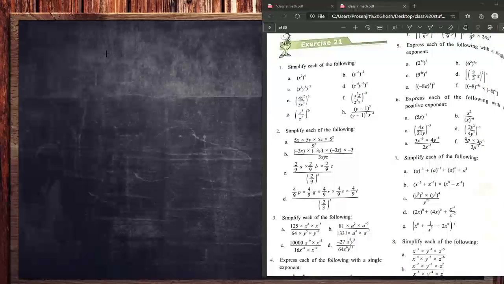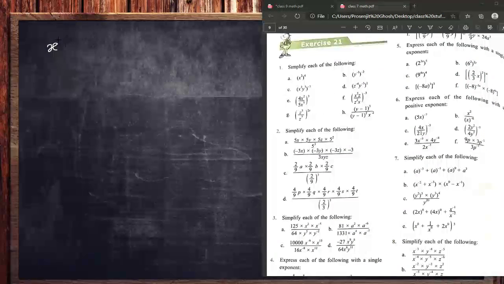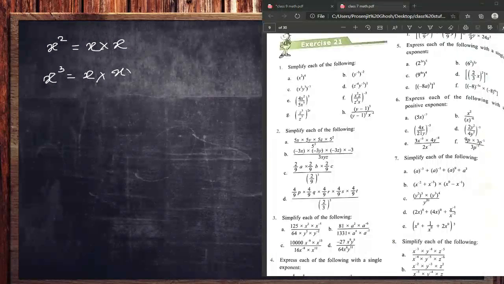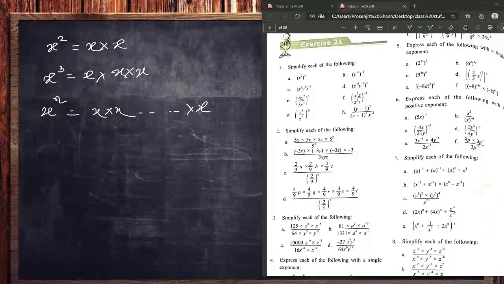So first of all, what is an exponent and how does the formula work? Suppose you have x with the power of 2. That means two x's are multiplied together. If you have the power 3, that means 3 x's are multiplied together. That means if the power is n, then n x's are multiplied together. This is the concept behind it.